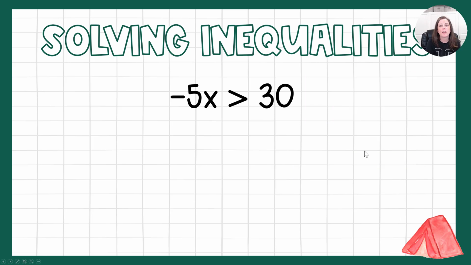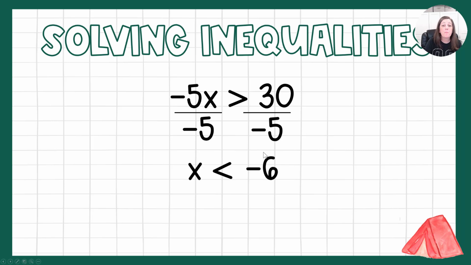Negative 5x greater than 30. I'm going to do kind of that same idea. So on this side, I'm going to divide by negative 5, because I'm going to do the inverse. I'm going to do the same to the other side. Negative 5 divided by negative 5 is 1. 30 divided by negative 5 is negative 6. x is less than negative 6. Notice that sign flipped because I multiplied or divided by a negative number.